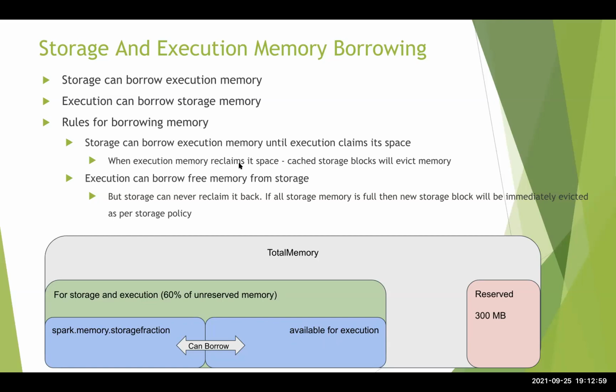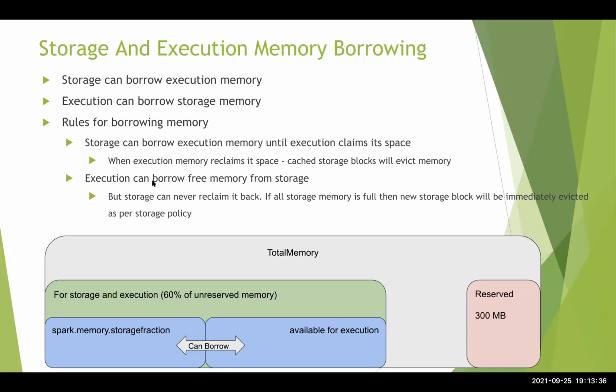Now when execution memory reclaims its space, cached storage blocks will be evicted from memory. It can go to disk, for example. We have a reserved storage fraction for caching and persisting, but storage has claimed some part of execution's memory. Now execution needs this memory, so it will tell storage to release it. If the cache or persist can't fit in the memory which was available to it, it will go out of memory and possibly get written to disk, unless we have off-heap enabled. We'll talk about off-heap later.